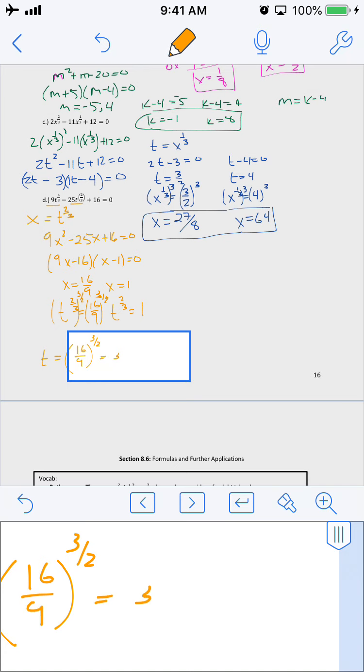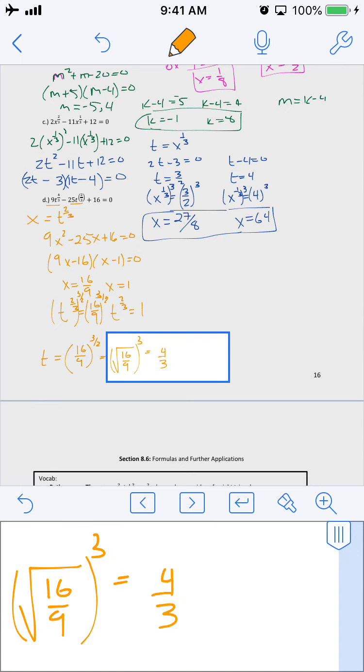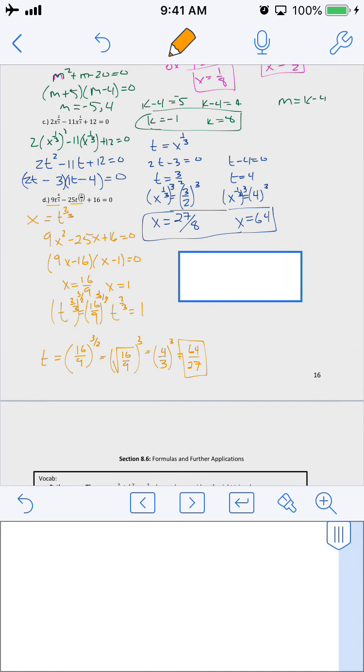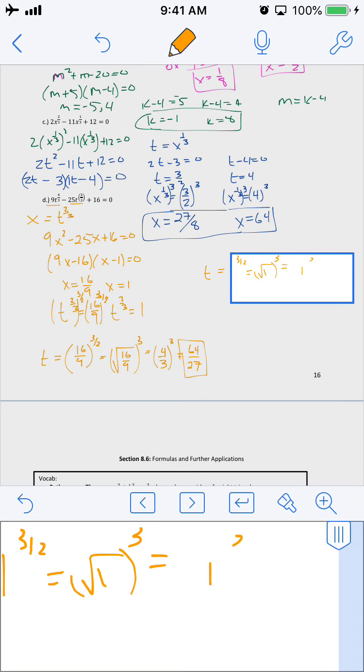The square root of 16 over 9 cubed. The square root of 16 over 9 is 4/3, and cubed would be 64 over 27. So I broke that down. Let's do the same thing for 1 now. T is equal to 1 to the 3/2, which is equal to the square root of 1 cubed, which is equal to 1 cubed, which is equal to 1.